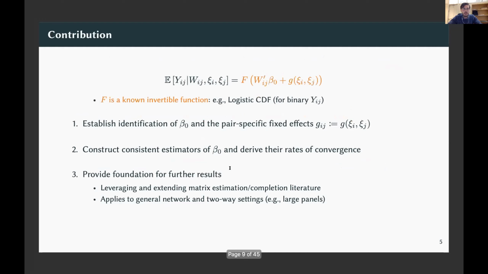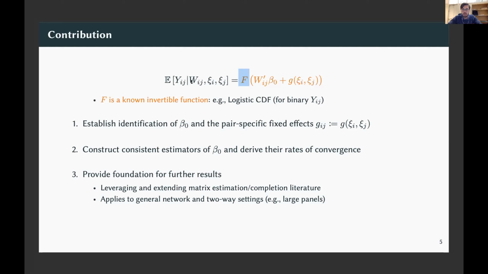So just before proceeding, let me briefly outline the main results of my work. Specifically, I focus on identification and estimation of this single index model. It's more general than the model you've just seen before. And it's important that I allow for the presence of this known and invertible linking function f, in order to make sure that my model is flexible enough to cover most of the existing nonlinear network models.